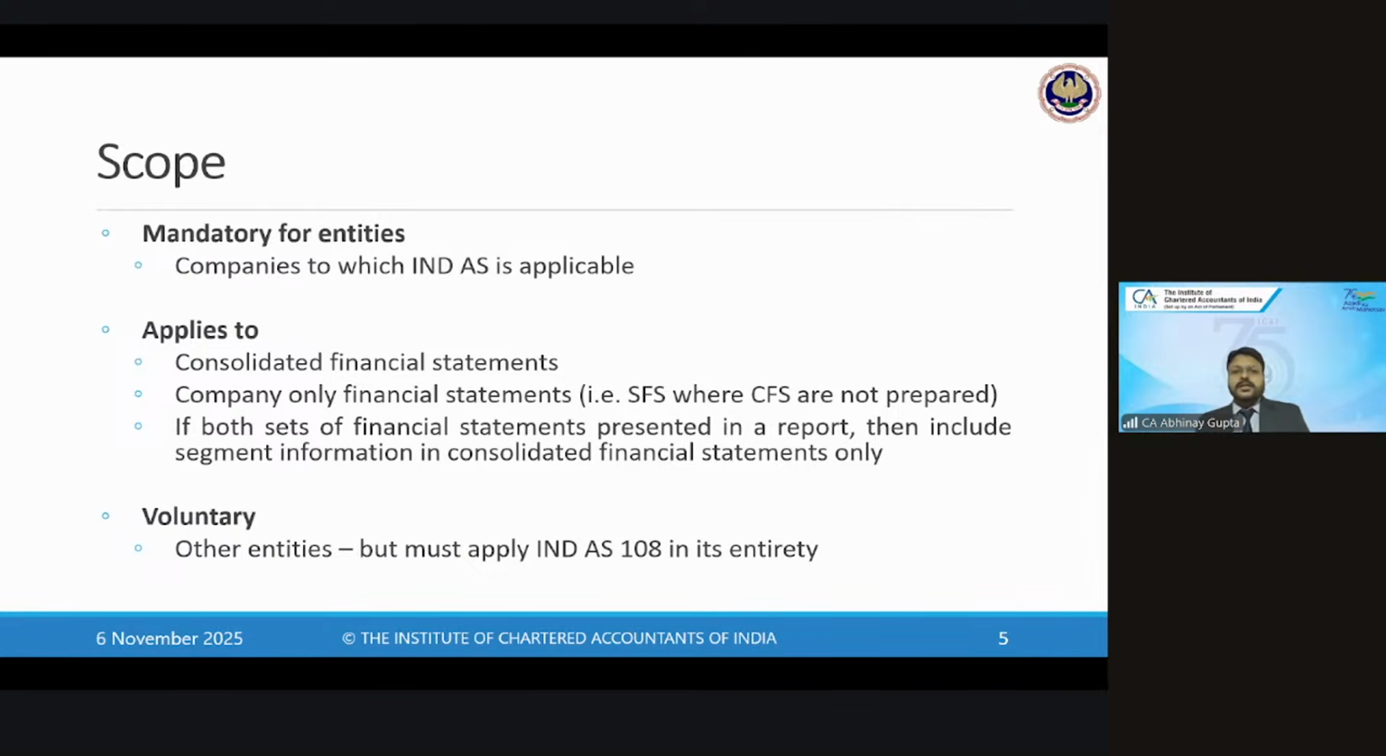Now, what's the scope? Are there any companies which are not supposed to give these disclosures? No. These disclosures are mandatory for all the companies who are preparing Ind AS financials. So any company, either voluntarily choosing to prepare Ind AS financials, or mandated to prepare them: if a company is preparing Ind AS financials, this standard is mandatory and disclosures are required, right? Applies to which financials? Standalone financials, consolidated financials. What do you think? For both. Both.